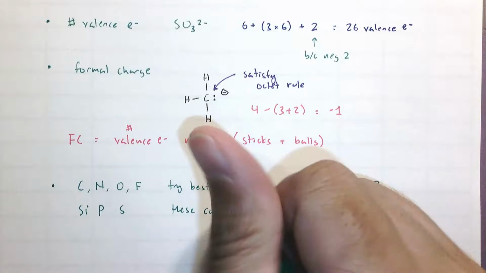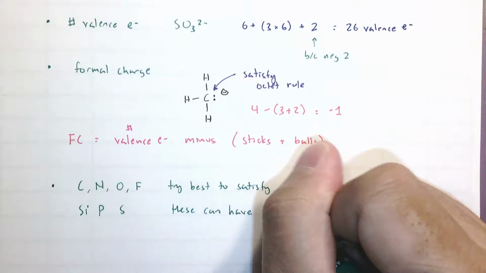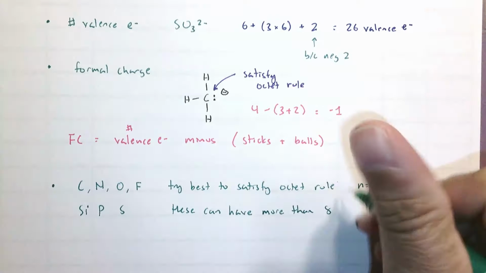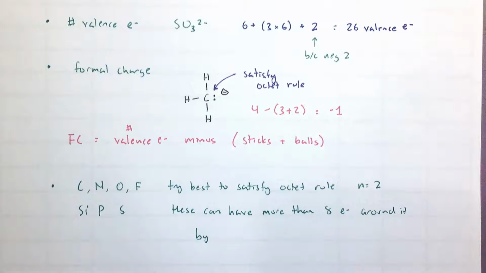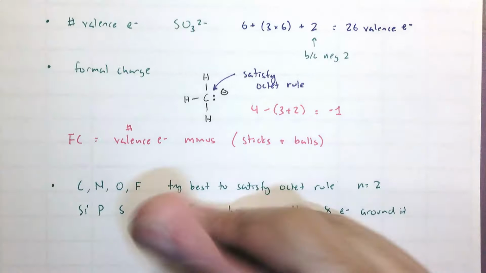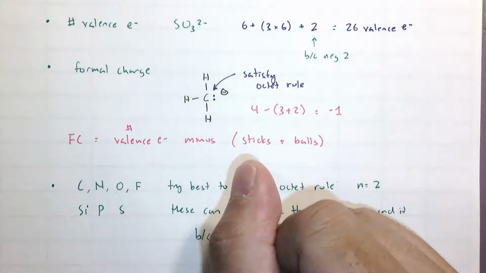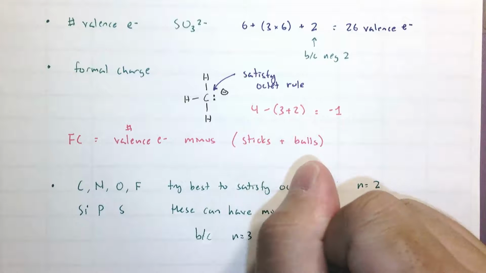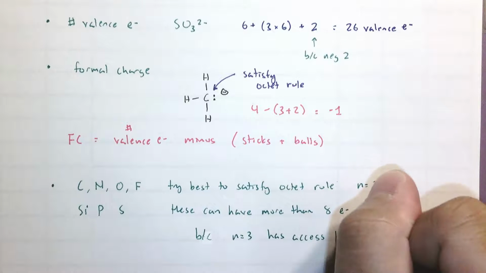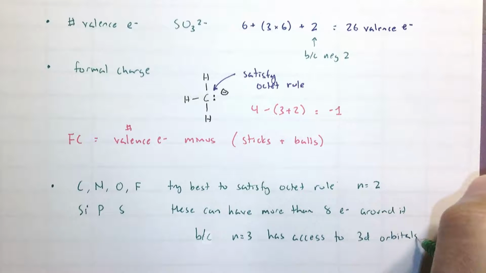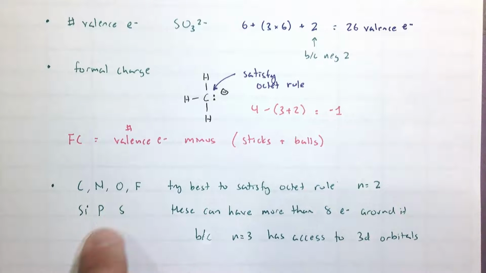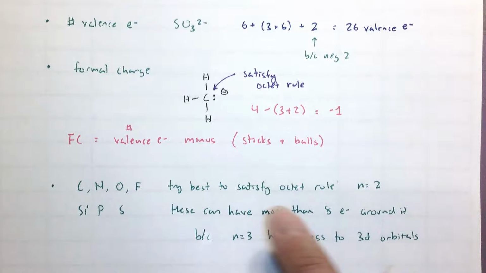So these can have more than 8 electrons around it because n equals 3 has access to more orbitals, the 3d orbitals, right? Carbon, nitrogen, oxygen, and fluorine are in n equals 2, and they only have access to an s orbital and 3 p orbitals for a total of 8 electrons to fill its valence shell. Okay.